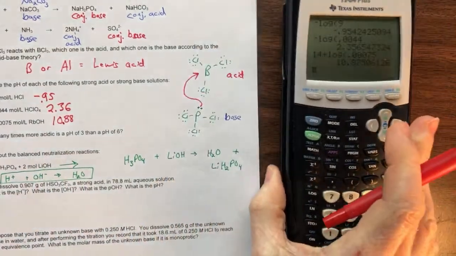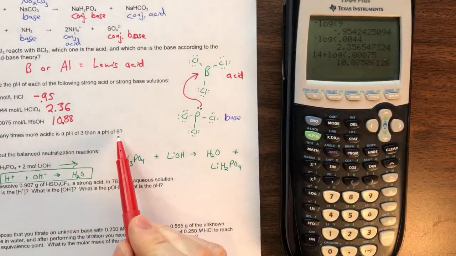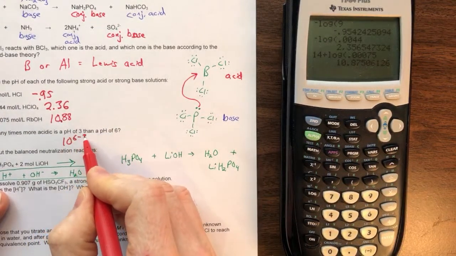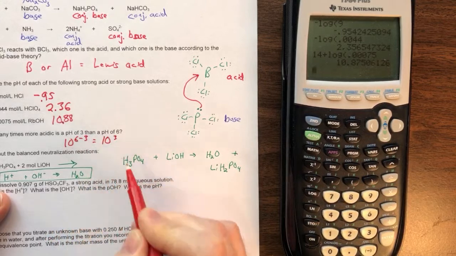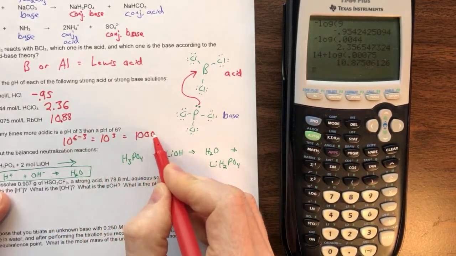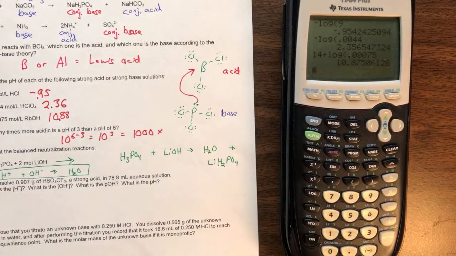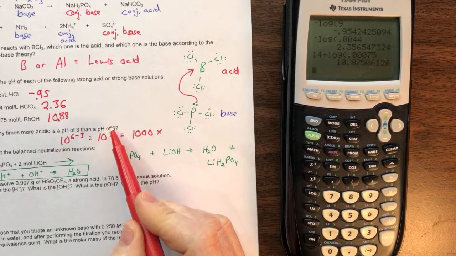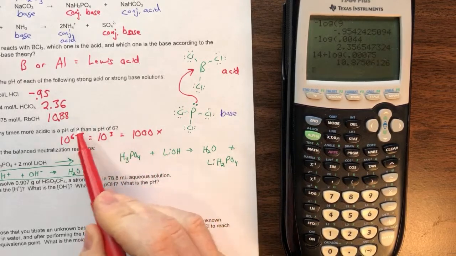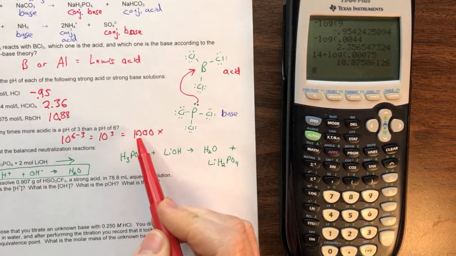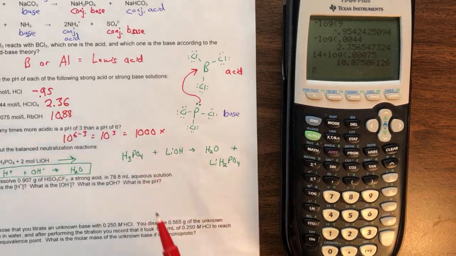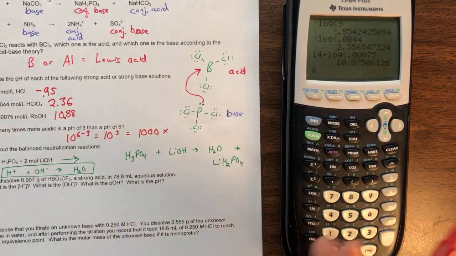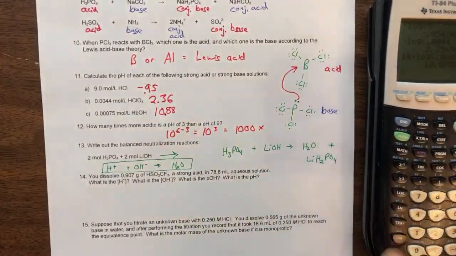Okay? How many times more acidic is a pH of 3 than a pH of 6? Okay? It's going to be 10 to the 6 minus 3, which is 10 to the 3rd, which is 1,000 times. How's another way that you can think about that? pH of 5 is 10 times more acidic. pH of 4 is 100 times more acidic. But pH of 3 is 1,000 times more acidic. Each step is 10 times an increase in acidity. Each pH of 1 is 10 times more acidic.